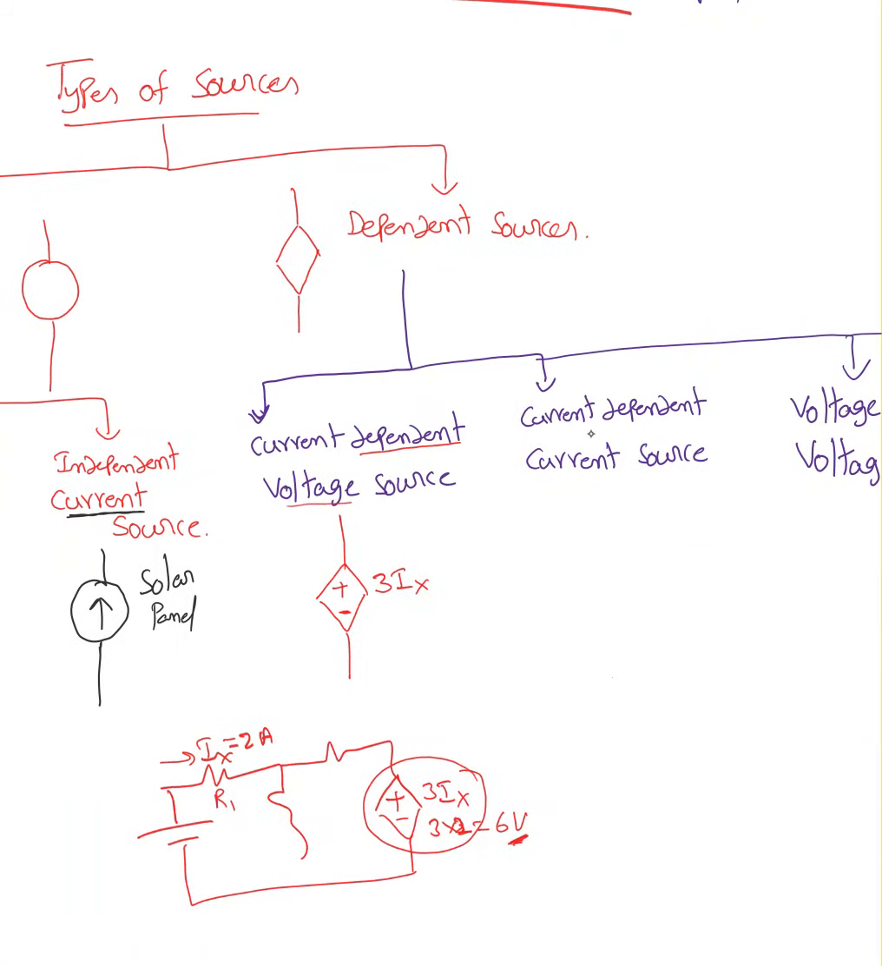The next one is the current dependent current source. It's a dependent source, so we indicate it with a rhombus. This is a current source, so we will see an arrow inside, and it depends upon the current: 4 times Ix, where 4 is a hypothetical number. When we place this in a circuit, either the manufacturer defines this value or we can calculate it, but in this class I will give you this number.